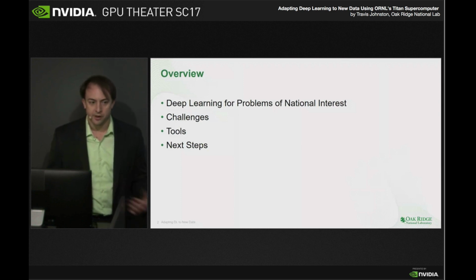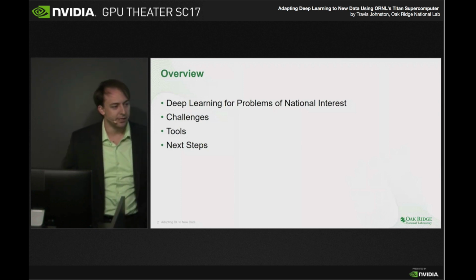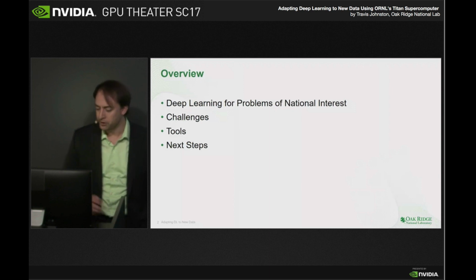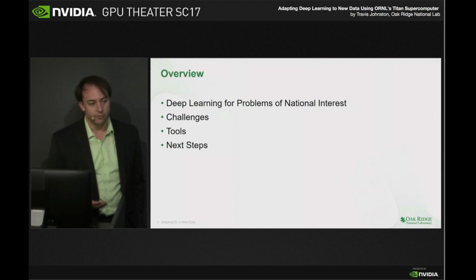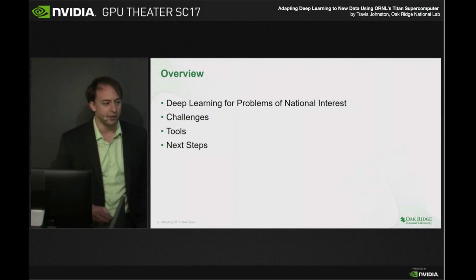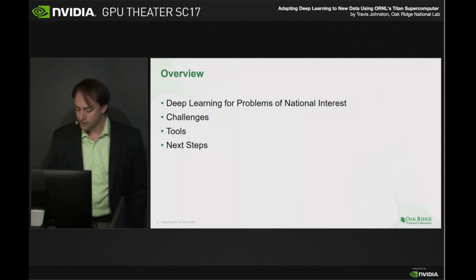So at the national labs, we're typically interested in problems that are sort of different than what people in industry are typically interested in. And so a lot of the things that we do is we spend a lot of time trying to design neural nets for those problems. So these come from scientific data sets and the like.